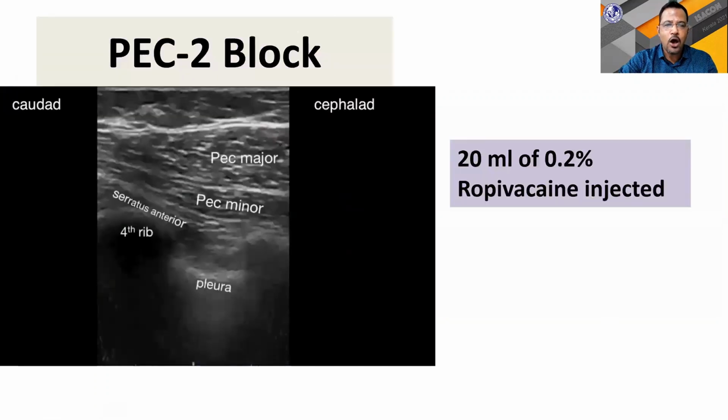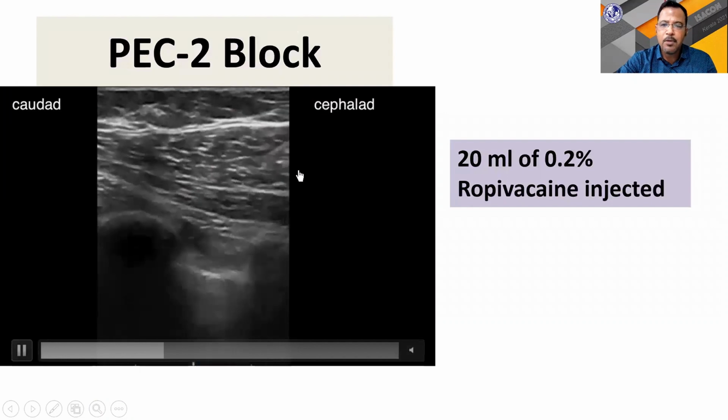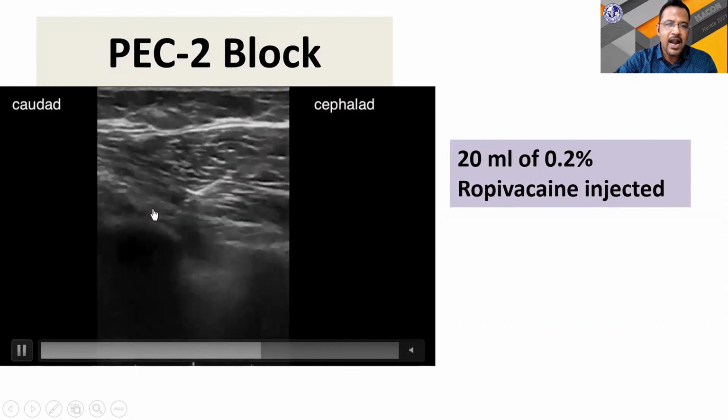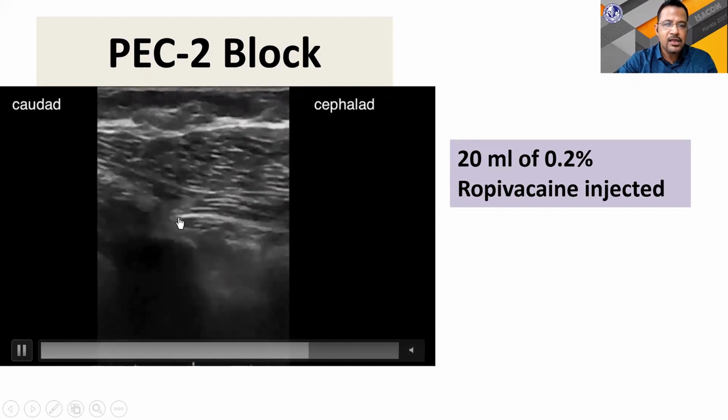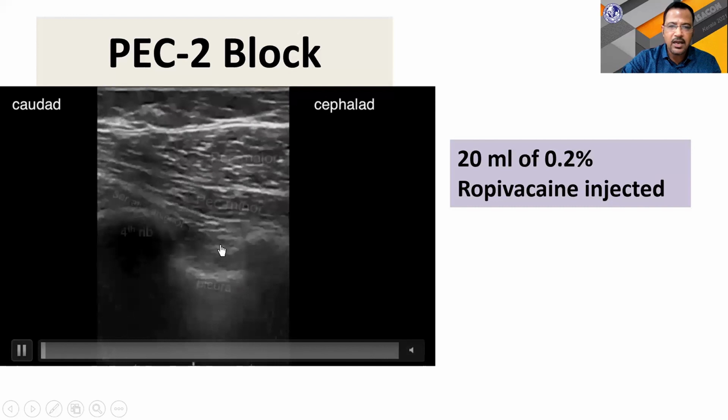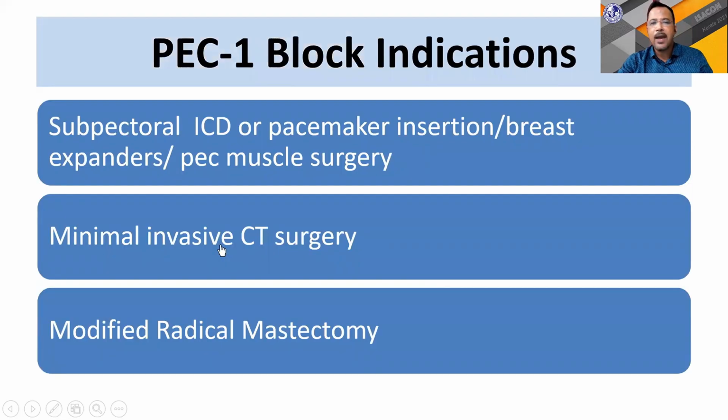Coming to the pec 2 block, at the level of third and fourth rib, 20 ml of 0.2% ropivacaine is injected between the pec minor and serratus anterior muscle, and as I start injecting, I will unzip the plane between the pec minor and the serratus anterior muscle. Now, what are the indications of pec 1 block?